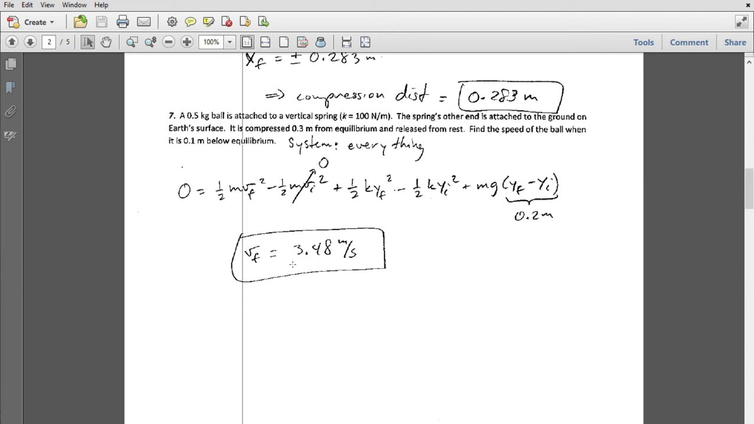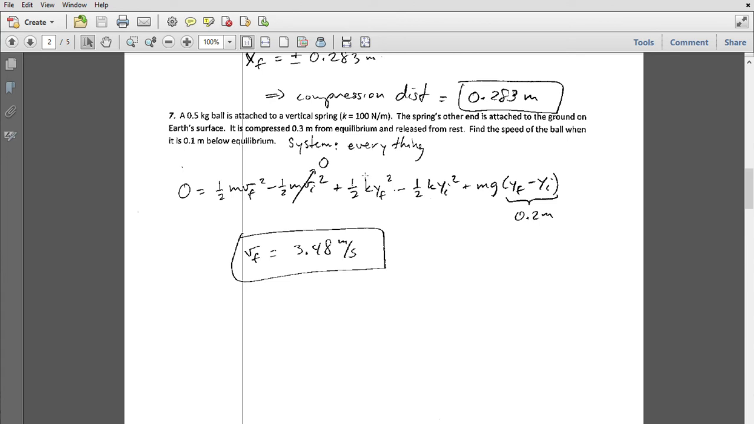It's compressed 0.3 meters from equilibrium and released from rest. Find the speed of the ball when it is 0.1 meters below equilibrium. In other words, the spring hasn't finished uncompressing, but the ball is still moving upward, presumably.